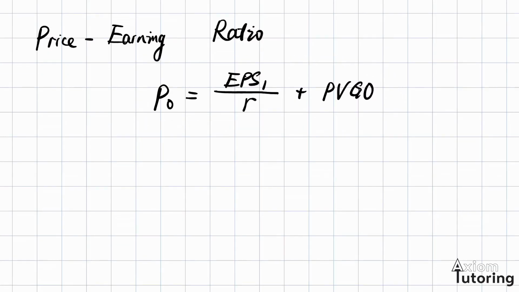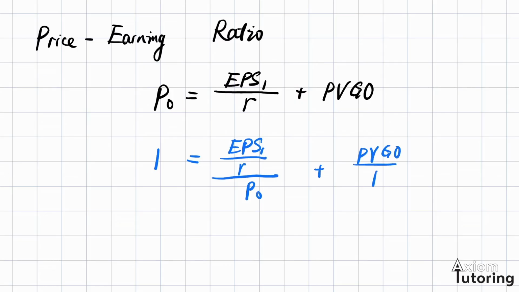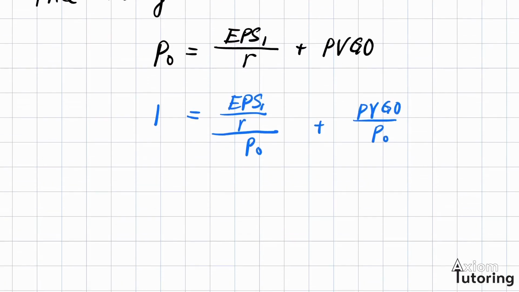First, we need to divide both sides by P0. So we get EPS1 divided by R, and then divided by P0, plus the present value of growth opportunities divided by P0. And then let's multiply both sides with the required return, R. So we get R equals EPS1 divided by P0 plus R times the present value of growth opportunities divided by P0.